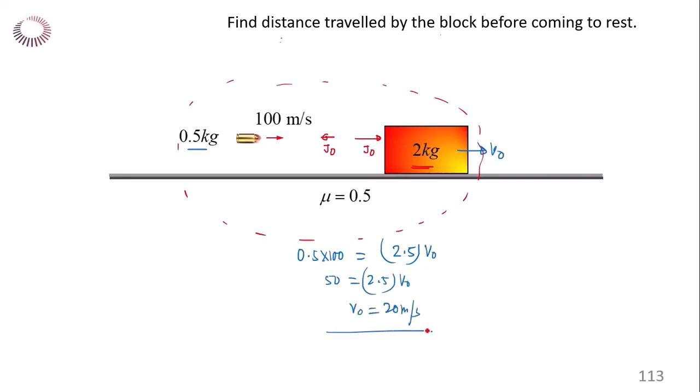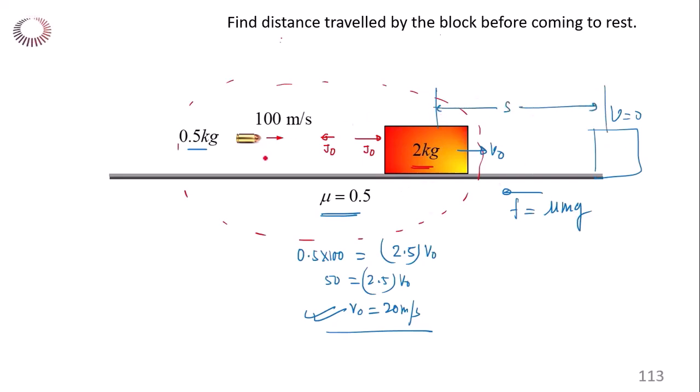After the bullet hits the block, both block and bullet system are moving towards the right with a velocity of 20 meter per second. And since there is friction, ultimately the block will come to rest at this position. Why? Because of friction. In this case friction is acting in the opposite direction, and its value is mu into mg. Let us say the distance before it stops is s.